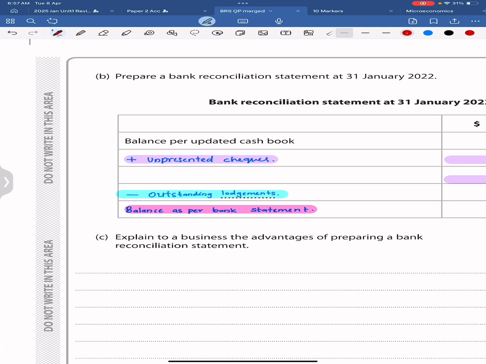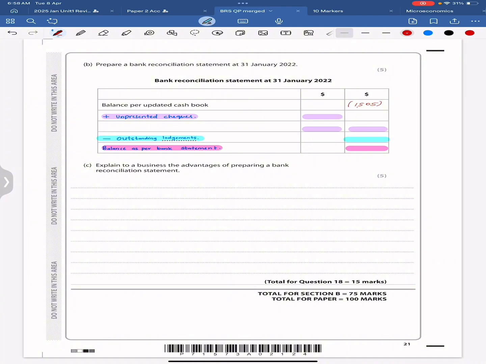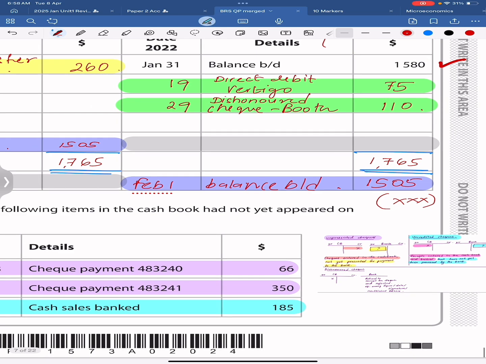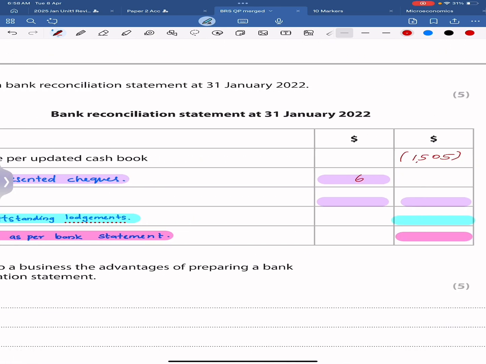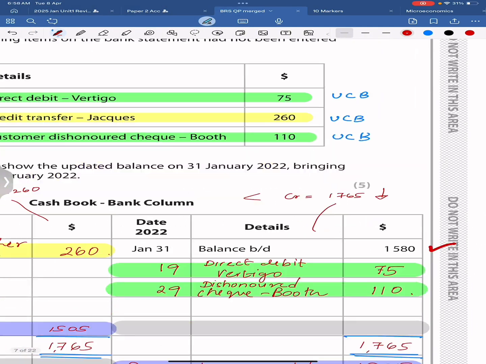Now, let's post the entries to the bank reconciliation statement. This is the format: balance as per cash book, add unpresented checks and deduct outstanding lodgements, and then you find out the balance as per bank statement. We already have the figure of the updated cash book, which is on the credit side. Therefore, you enter it within brackets, 1,505. We had 2 unpresented checks in the question. Now let's enter those 2 to the statement. As you can see here, 66 and 350 worth are unpresented checks. 66 and 350.